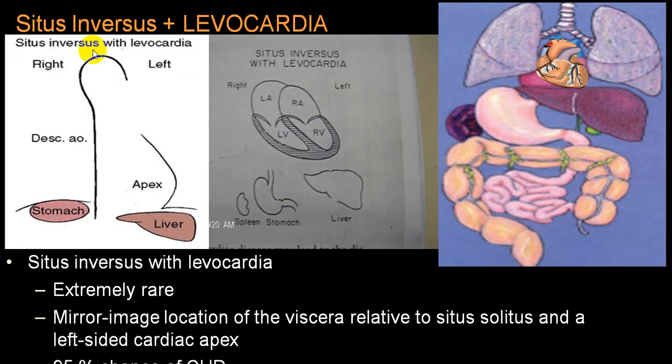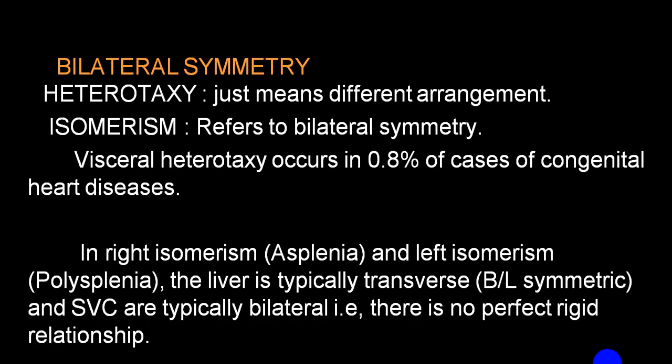So this is situs inversus with levocardia. The chance is 95%. You can see the heart is in normal position, but there is situs inversus, that is, a malrotation of abdominal viscera, and that will produce a 95% chance of congenital heart disease. And if there is bilateral asymmetry, meaning there is an asymmetry in the abdominal viscera as well as in the rotation of the heart, in that particular condition you will have a very high chance of congenital heart disease.